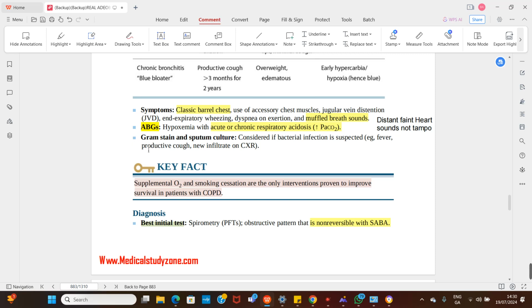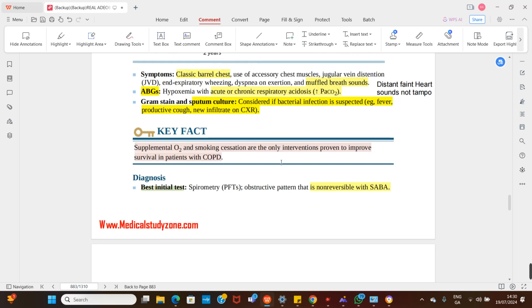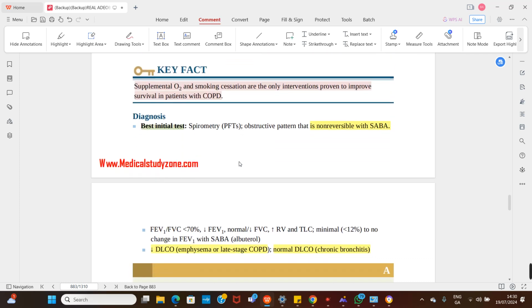If you do your Gram stain and culture, you can identify the bacteria that is provoking the exacerbation in them, if there's fever, if there's productive cough, and you also see infiltration on the chest X-ray. What do you do to improve survival in people with COPD? Three things: supplemental oxygen, stop smoking, pulmonary rehabilitation. You cannot forget that.